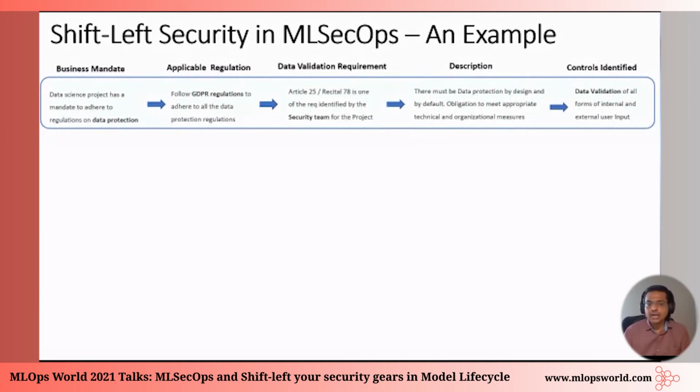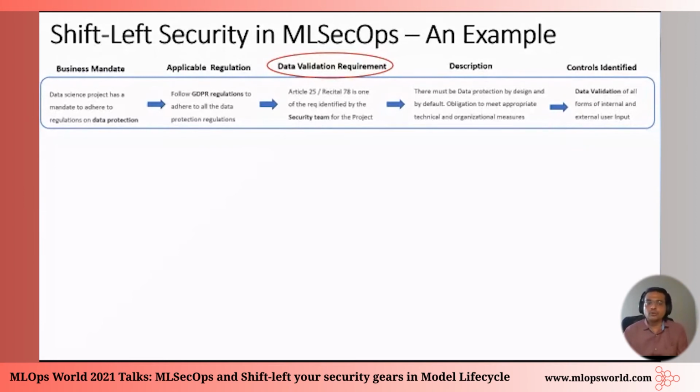Here we are getting to see how a business requirement is getting converted into a technical security requirement, with directions and procedures identified for the data scientists to apply the right security controls. For our example scenario, I've taken a specific case from the GDPR regulation, a specific article from GDPR regulation that requires data validation on all internal and external user input, right? And you get to see that in the last part of this particular picture.